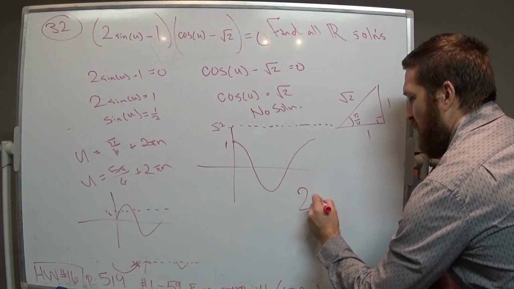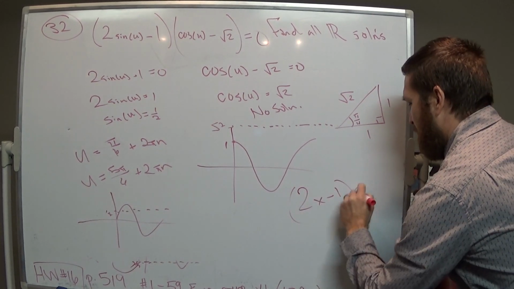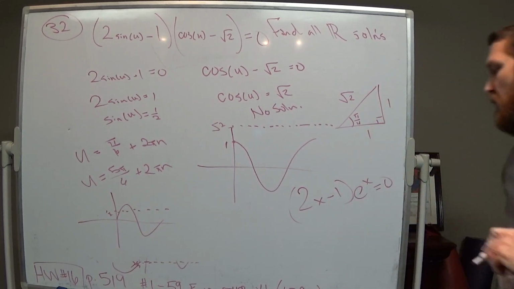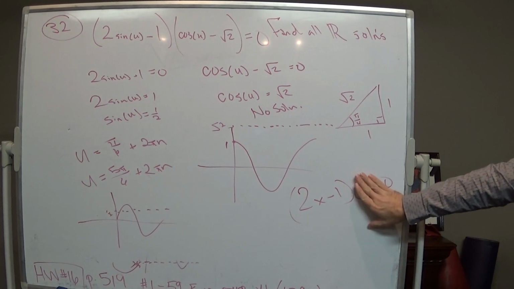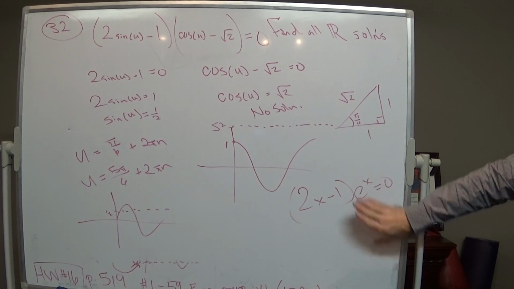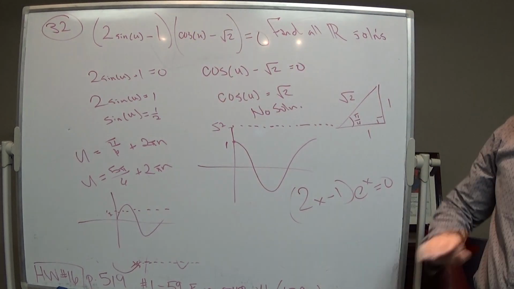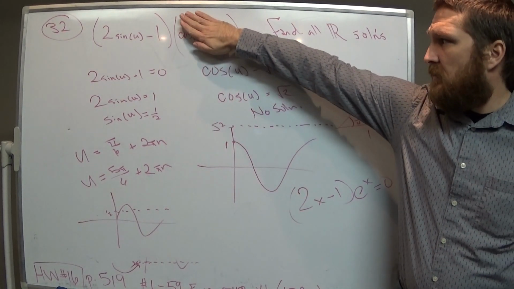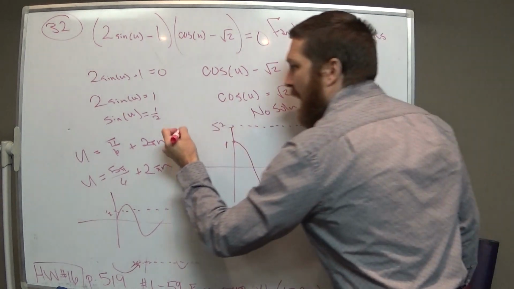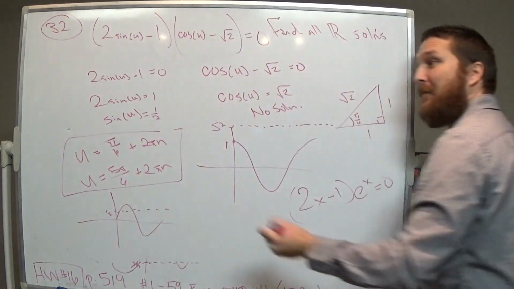Like if you have 2x minus 1 times e to the x equals 0, you could say, well, I know this guy's never 0, so I don't need to worry about him, right? Same thing here. This is never equal to 0, so it doesn't contribute to your solutions, okay? So you're going to see that, and I want you to be able to identify that.